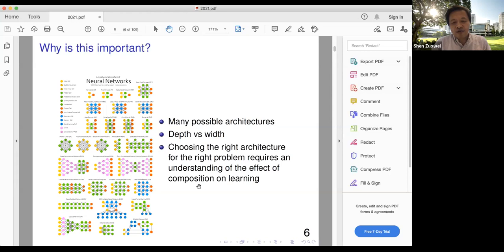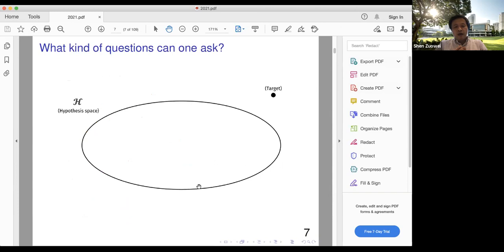So what kind of questions do we address here? This is the hypothesis space, which is generated by your neural network. Here is your target function you want to approximate. The approximation error essentially means the distance. If you define a distance between functions, it is the shortest distance between the target function and your hypothesis space, which is generated by your neural network. Because you want the shortest distance, you normally go through optimization that minimizes the distance.